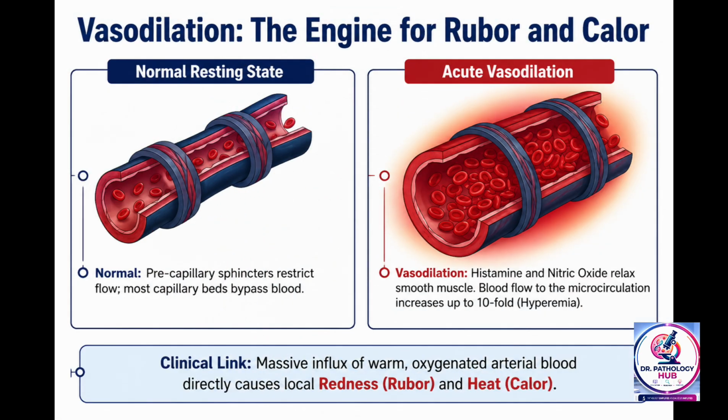Let's look closer at the mechanics. In a normal resting state, precapillary sphincters restrict flow, forcing blood to bypass most tissue beds. During acute inflammation, histamine and nitric oxide relax this vascular smooth muscle. Microvascular blood flow surges up to 10-fold, a state of active hyperemia that serves as the true engine for local redness, rubor, and heat, calor.